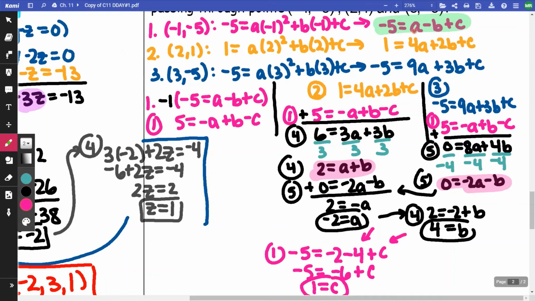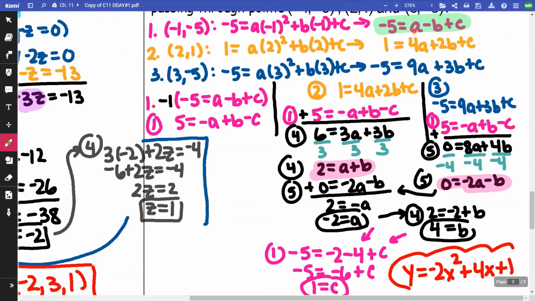Now we're doing this to try to get an equation of a parabola. So that equation is going to be -2x squared plus 4x plus 1. And that's going to be our equation.